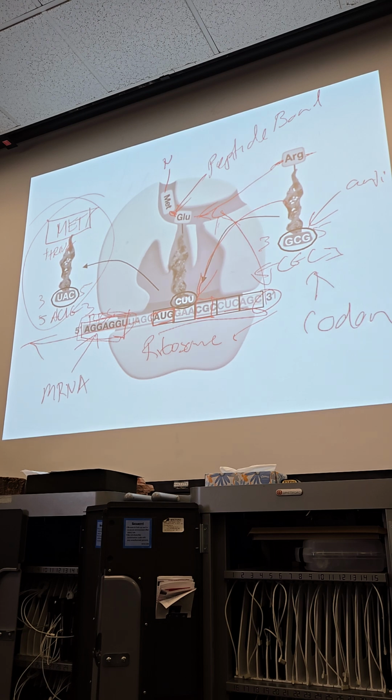AUG starts translation. Would that be like a reset? No. AUG starts it. So all it does is start. Met. Let's keep going. So AUG is always Met. What? AUG is always Met. Correct. Every codon is always just what it is.